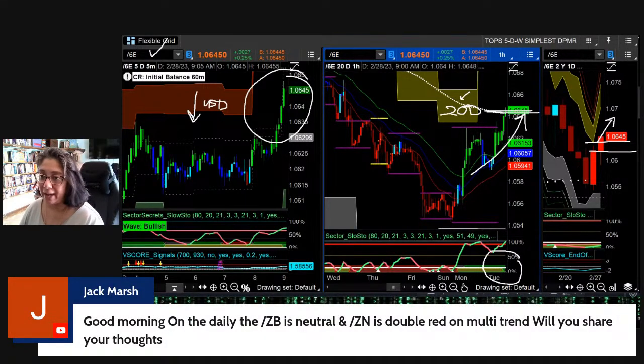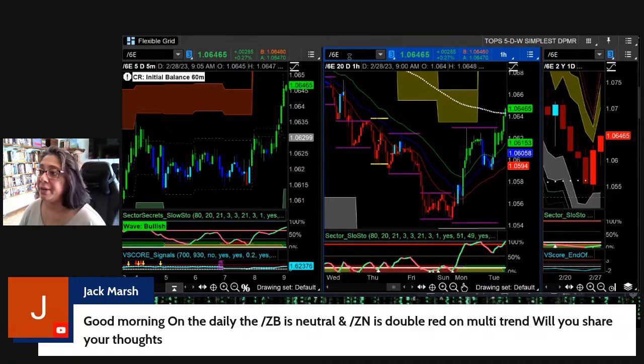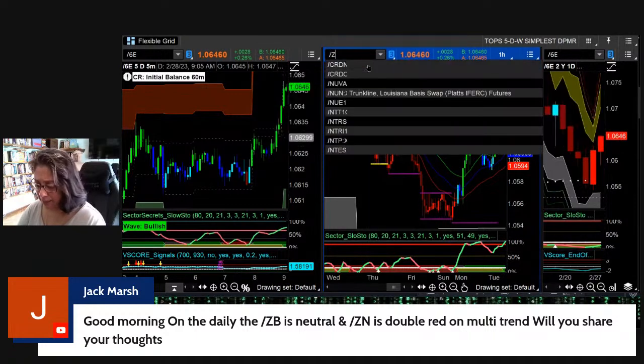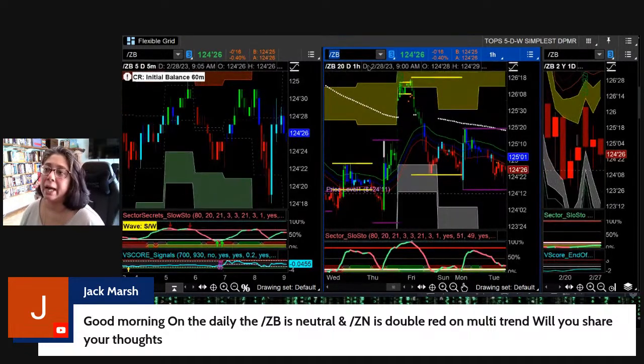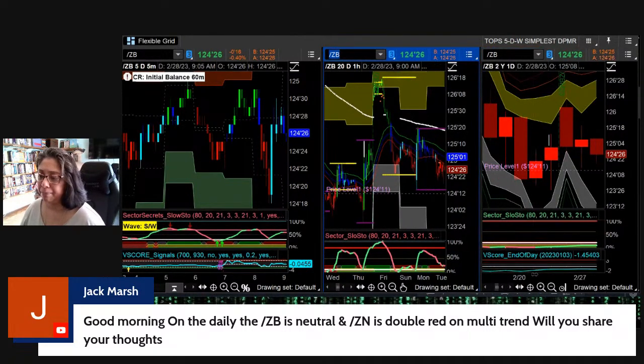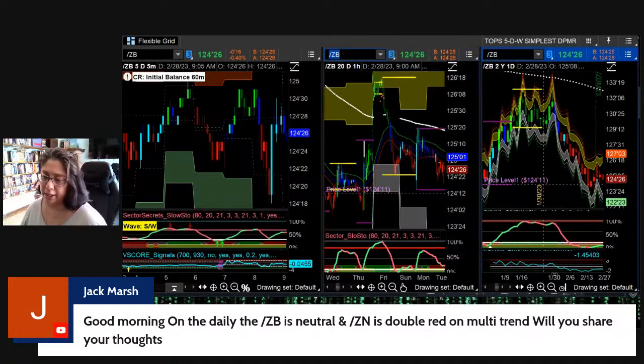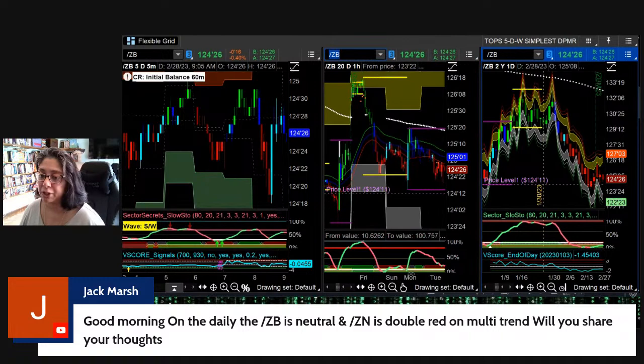All right, ZB and ZN. Love it. So on the daily, the ZB is neutral. ZN is double red on the multi. Will I share my thoughts? Yes. When it comes to the long bond, that's usually what I look at the most, Jack. Great question. When I look at the long bond, I prefer to view yields through the prism of the ZB, although ZN is really important, especially when we start looking at the NASDAQ.